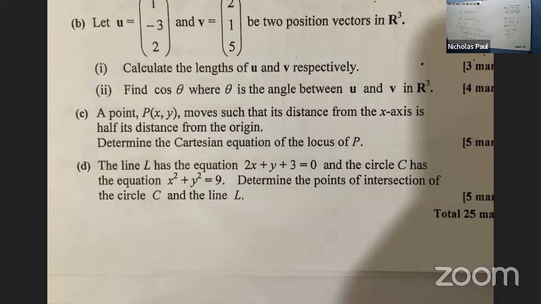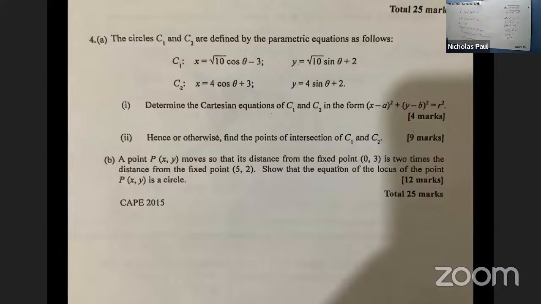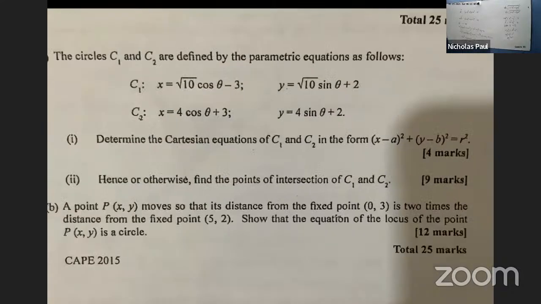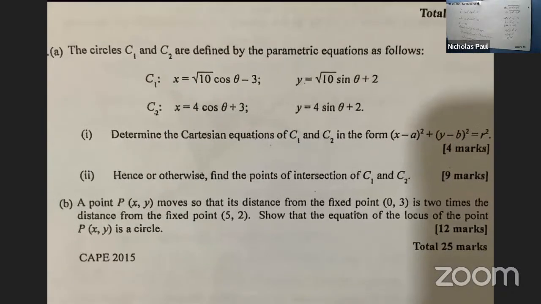The line 2x plus y plus 3 is 0, and the circle x squared plus y squared is 9. Find the points of intersection. So substitute the line and the curve and solve simultaneously. That's all you have to do. I'm not too interested in that one. I am more interested in this one here.